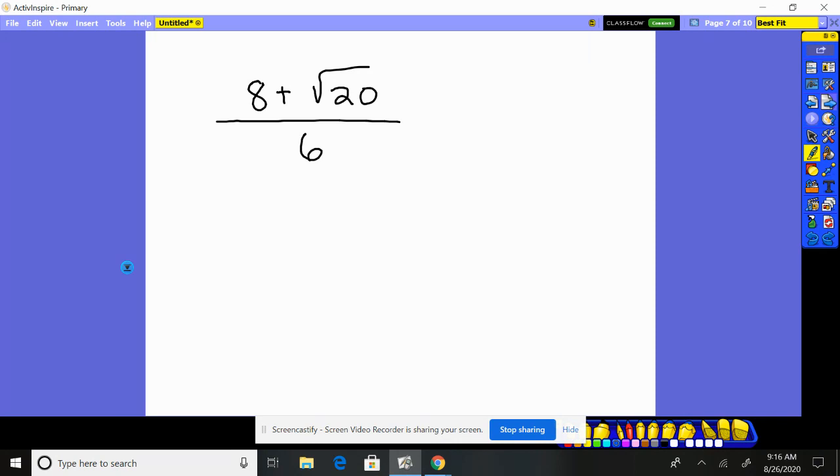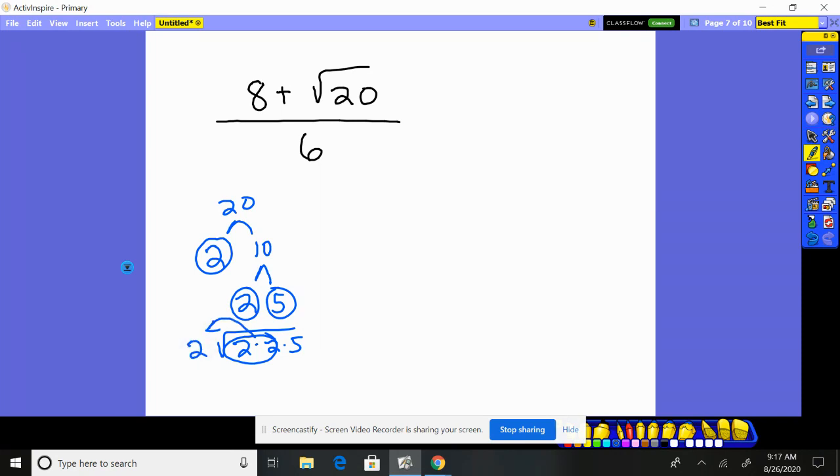Before we can do anything, we have to simplify the square root of 20. If you remember, we do that by doing a factor tree. So we have a 2 times 10. 2 is prime, so I'll circle it. 10 is a 2 and a 5. So we know this is 2 times 2 times 5. That's what square root of 20 is. And the 2 gets married as a pair, comes out as 1, so it's 2 root 5.